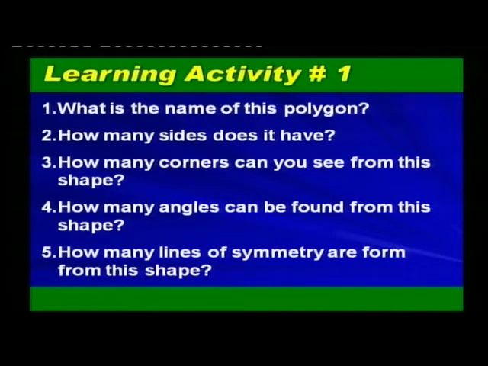The first one, you have to work out what is the name of this polygon that will be placed on your desk or that is going to be distributed. Two, how many sides does it have? Three, how many corners can you see from this shape? Four, how many angles can be found from this shape? And number five, how many lines of symmetry are formed from this shape?